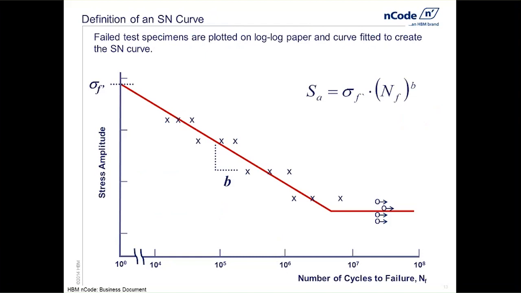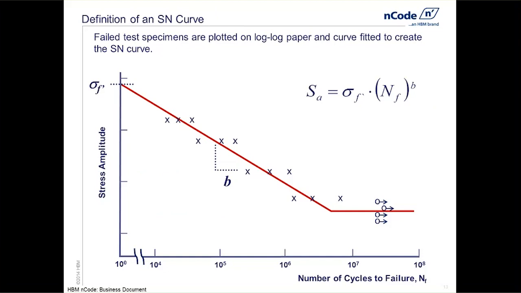This is what an SN curve looks like. It's generated by breaking a series of test specimens that are plotted in log-log space, and then we simply fit it with a straight line. The definition of that line is shown here on the top right. S_a equals sigma_f prime times N_f to the power of b, where sigma_a is that amplitude. So in this case, it's half of the range that we were talking about. That's usually what we are given in terms of a fatigue cycle.